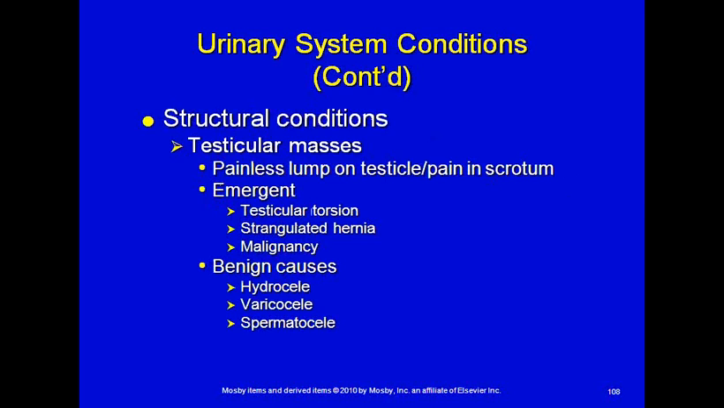Testicular masses could be painless lumps on the testicle, or there may be pain in the scrotum. Emergent testicular masses could be the result of testicular torsion, or a strangulated hernia, or an actual testicular cancer, malignant cancer. Some benign causes of testicular masses include hydroceles, varicoceles, and spermatoceles.